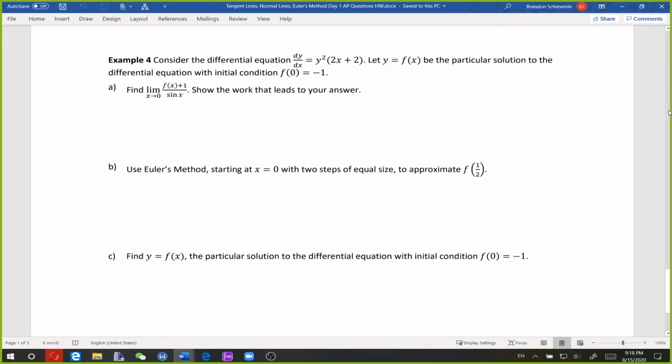Okay, given our differential equation, dy over dx is y squared times (2x plus 2), and our initial condition, f of 0 is -1, I want to find the particular solution to this differential equation.